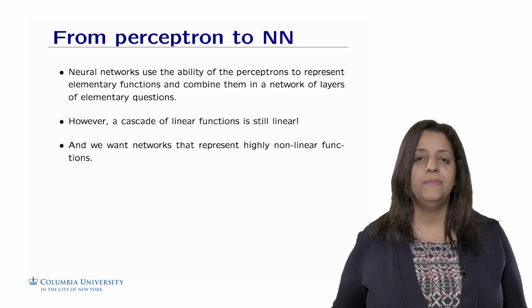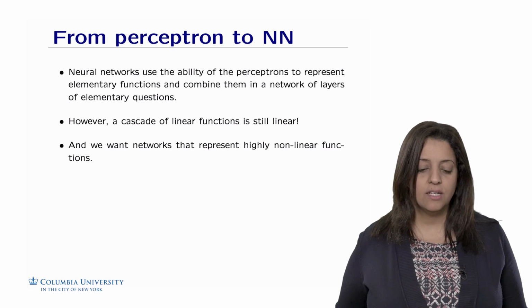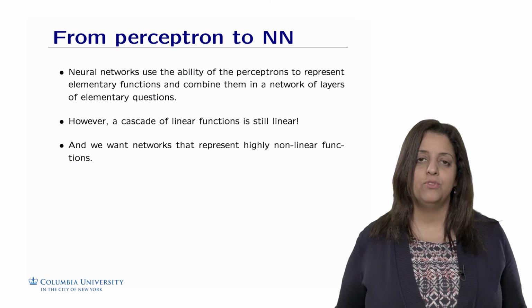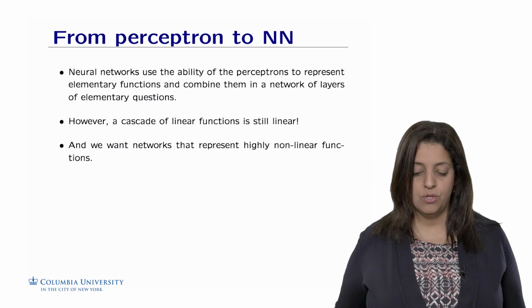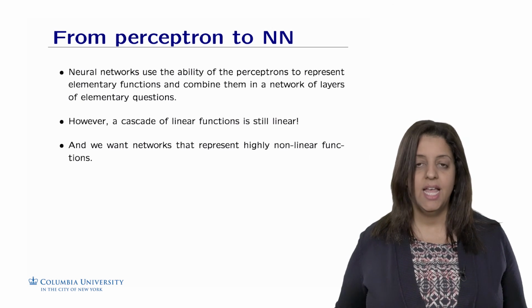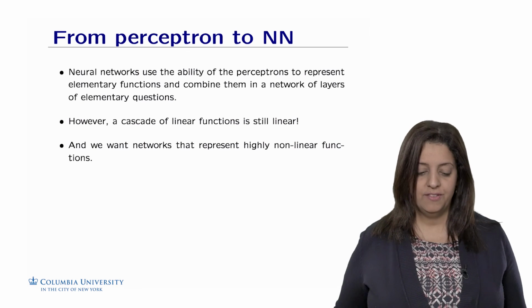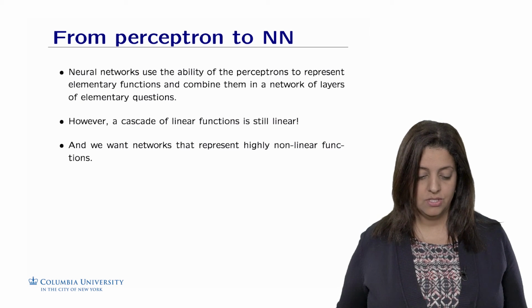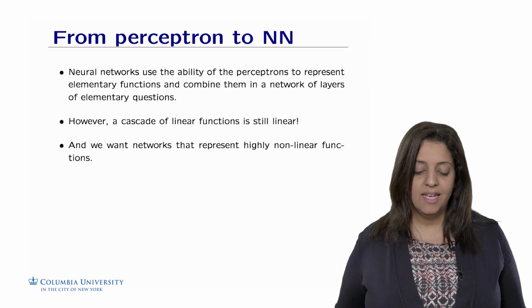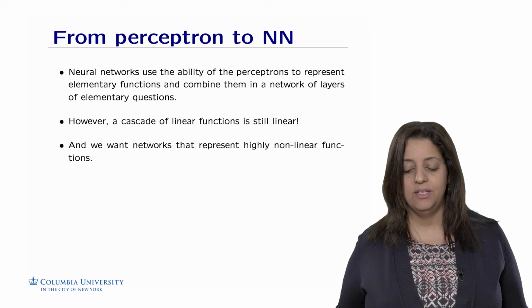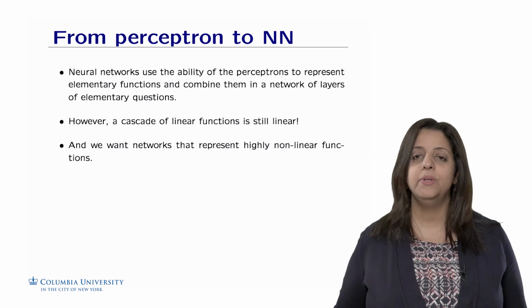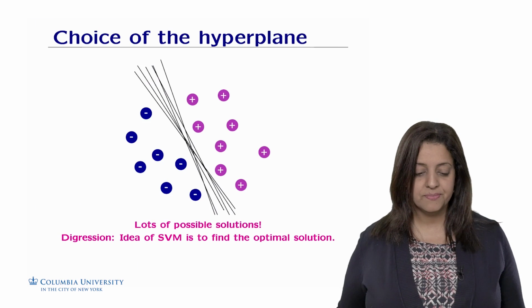Okay, so the idea of neural networks is actually to use many perceptrons to build a network. Networks use the ability of a single perceptron to represent elementary functions and combine them in a network of layers of elementary functions. However, a cascade of linear functions is still linear, and we want networks that represent highly nonlinear functions. So we'll see this in the next lecture.